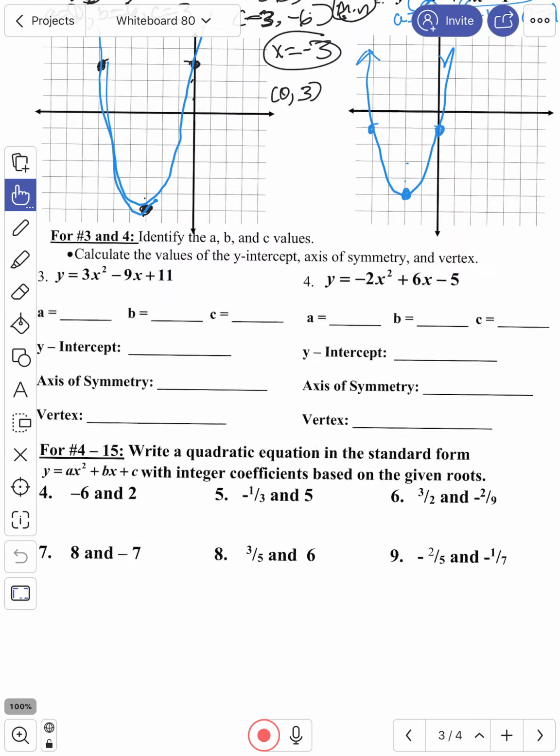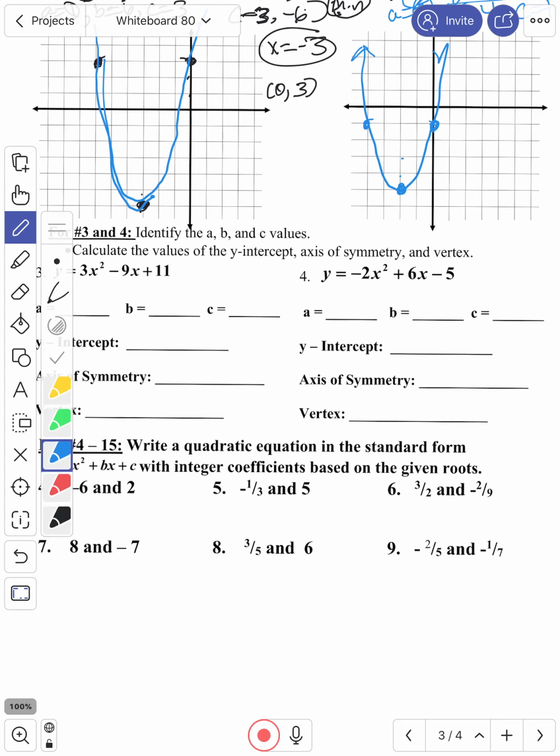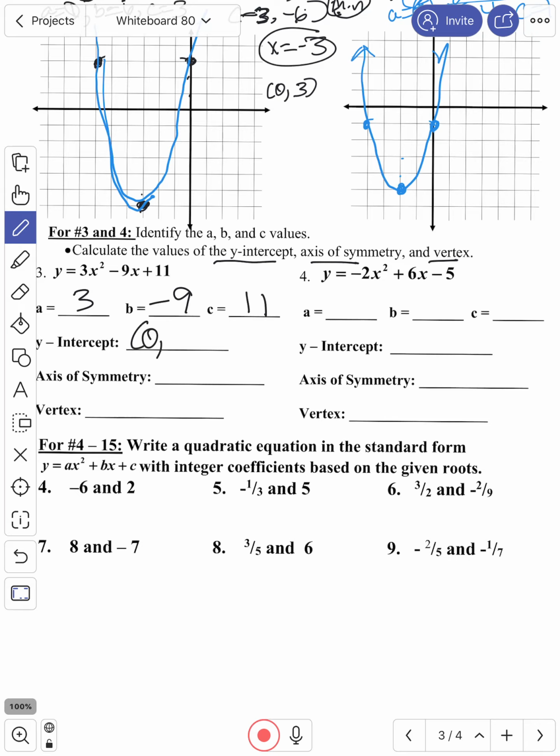All right, so on this one, we're instructed to find the y-intercept, the axis of symmetry, and the vertex. So a is 3, b is negative 9, and c is 11. To find the y-intercept, fill in 0 for x.